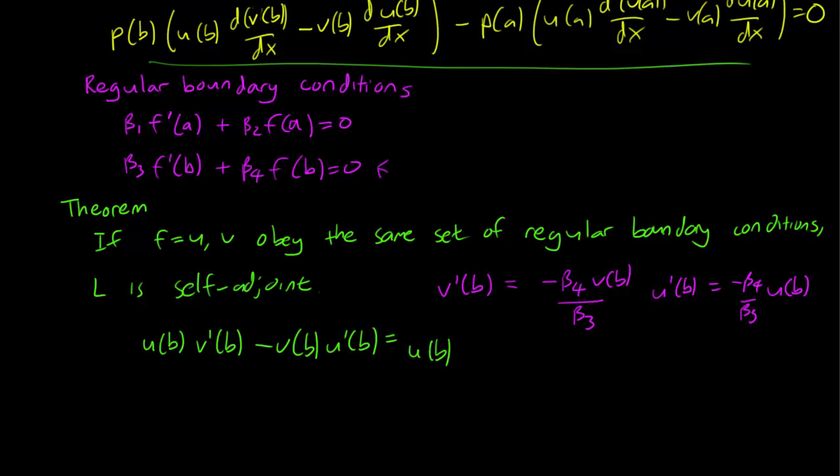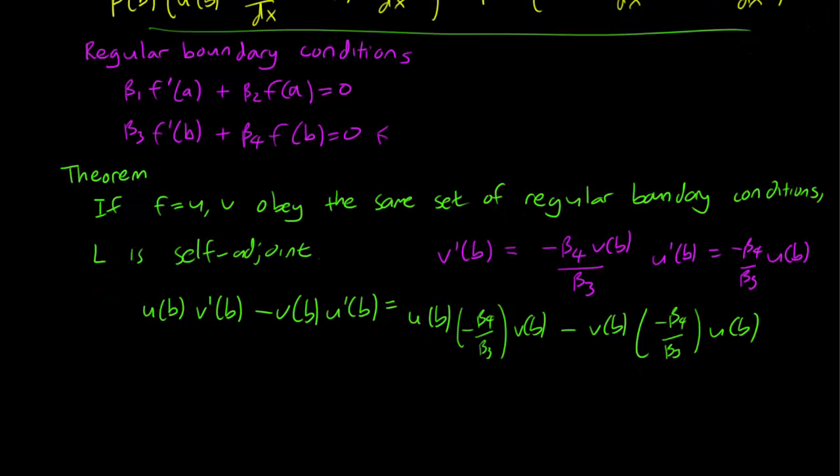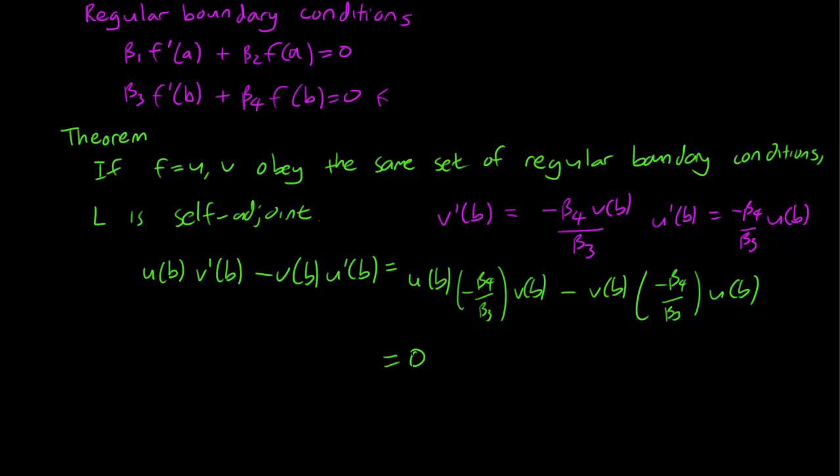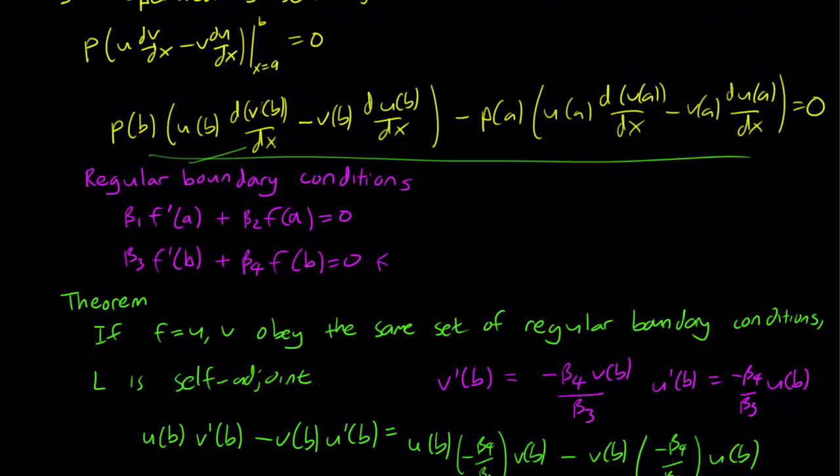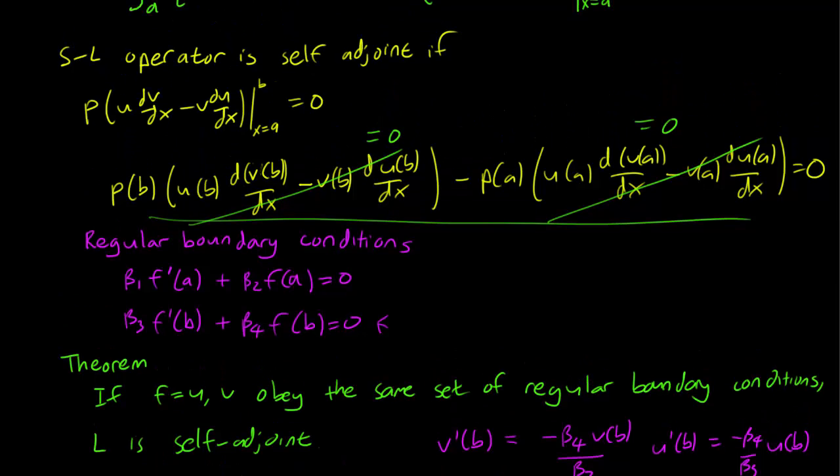u(b) times minus beta 4 over beta 3 times v(b) minus v(b) times minus beta 4 over beta 3 u(b). And these are, of course, the two same things. We get 0. And similarly, if we do the same trick for a, we get that this first term is equal to 0, and the second term is also equal to 0, and it doesn't matter at all what p is. And we have our condition set equal to 0, and therefore our Sturm-Liouville operator is self-adjoint.